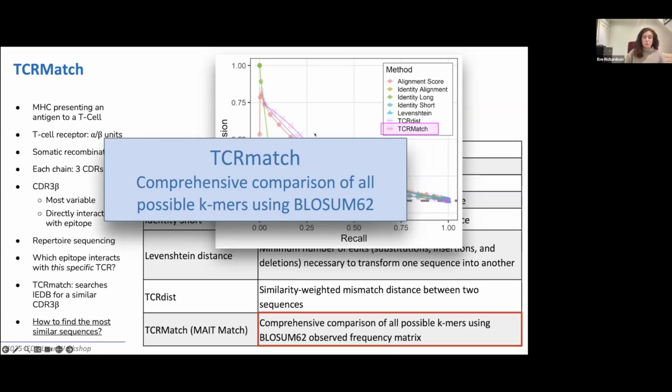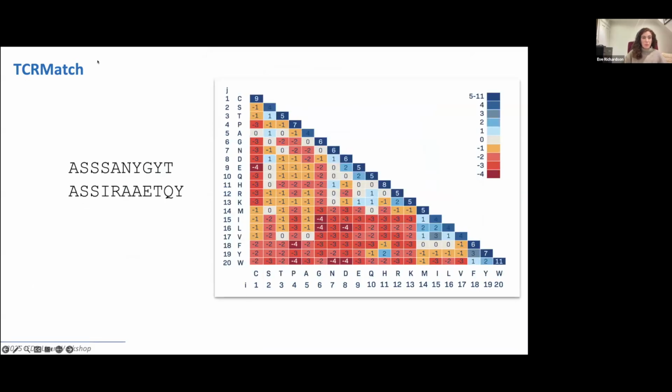So now I'm going to talk more about how TCRMatch actually works and how you can use it on the classic tools site. TCRMatch is a comparison of all of the possible k-mers using BLOSUM62. This is an example. We have these two CDR3 betas. Something to note is that they're not of the same length. You've got a length 10 one and a length 11 one. That's a nice advantage of using this k-mer approach. You don't have to have length matching, and that allows you to increase your sensitivity and find more dissimilar matches.